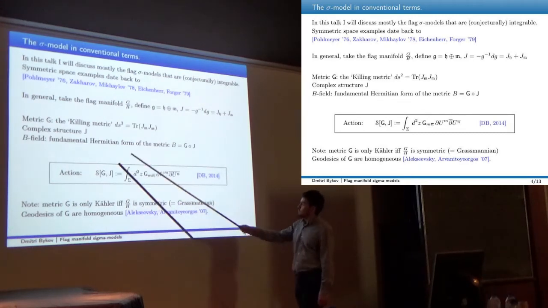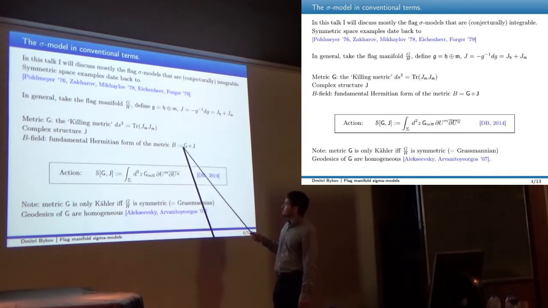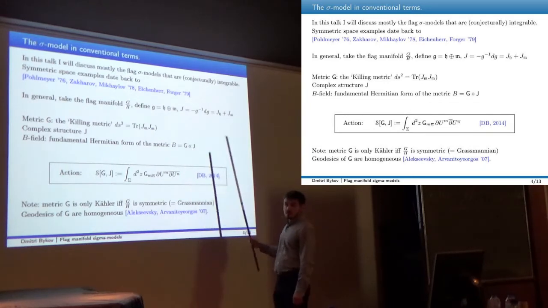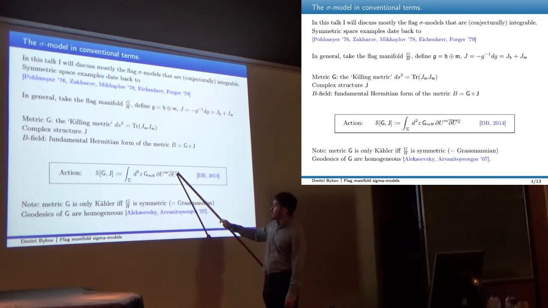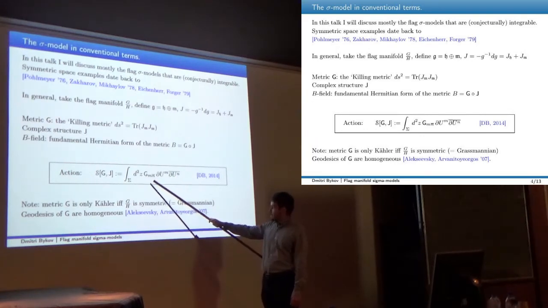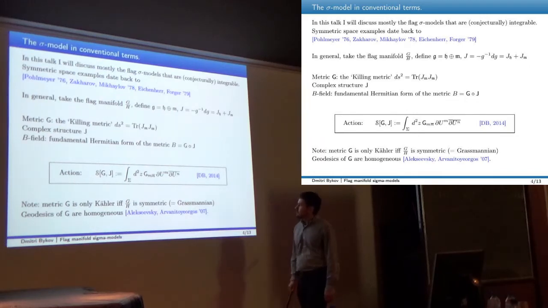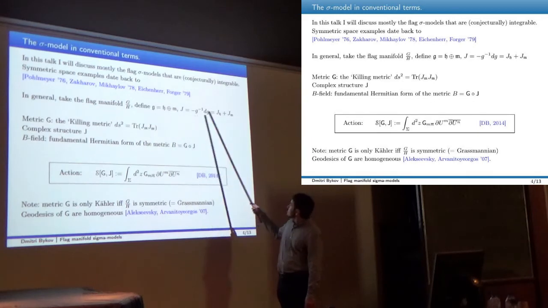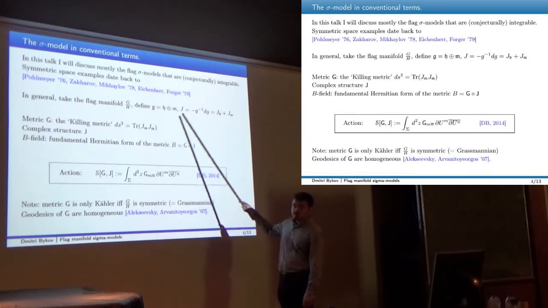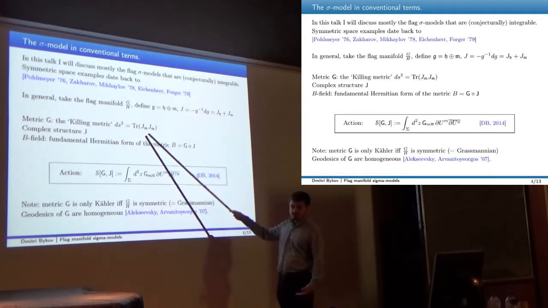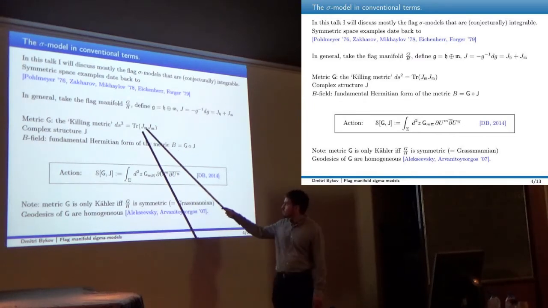This is the B field, which is the fundamental Hermitian form of the metric, so a contraction of the metric with a complex structure. Because if you symmetrize in U and U bar, you get the metric, and if you anti-symmetrize in U and U bar, you get the B field, which is formally given by the same coefficients as the metric. So the metric that you have to take here is the Killing metric, just the trace of this projection of the Maurer-Cartan current squared. So that's the simplest kind of metric you can think of.